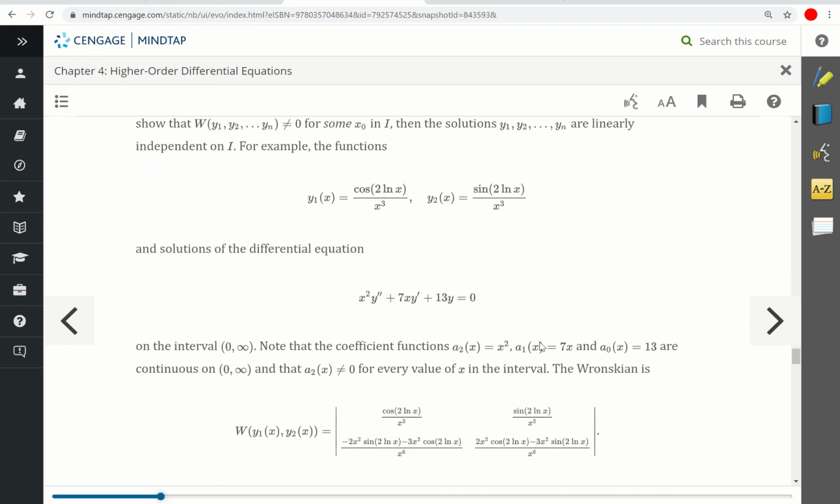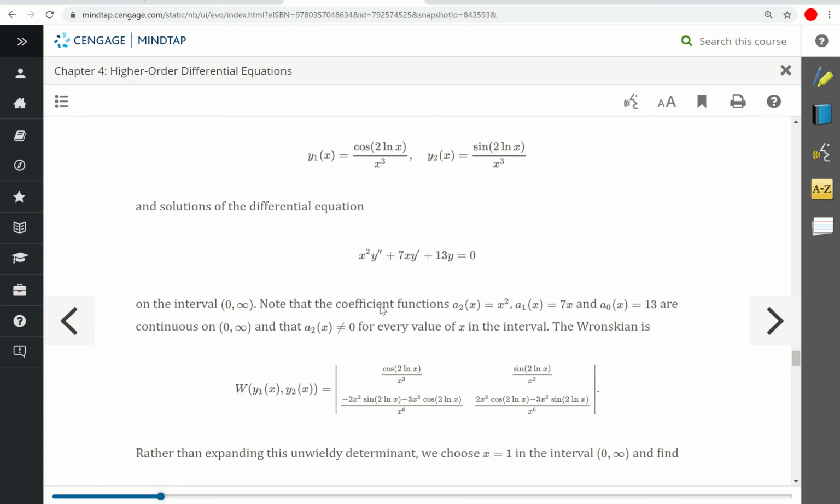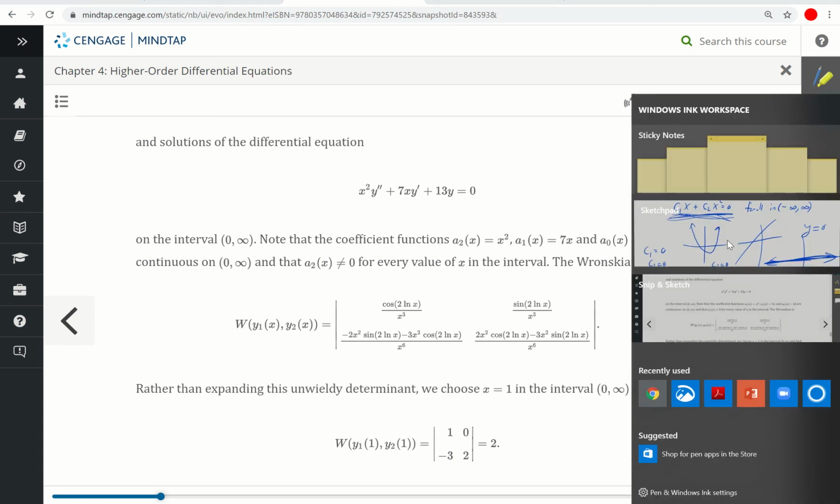The book gives an example where they show y1 of x is cosine of 2 ln x divided by x cubed, and y2 of x is equal to the sine of 2 ln x divided by x cubed. I'll let you show this on your own individually, but y1 and y2 both happen to be solutions to this ODE. Furthermore, both of them happen to be linearly independent, because if you form the Wronskian of those two solutions, that determinant will be non-zero. Okay, that's going to be a lot of calculus and algebra to show that. Let me start with a simpler example.